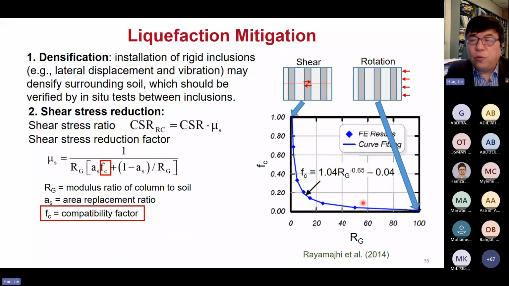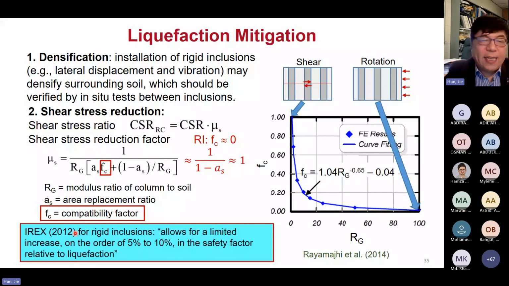Basically, the modulus ratio equals 100. As I mentioned, for rigid inclusions the ratio will be 100. For that case, you can do the calculation, and it comes to something like that. Since the area replacement ratio is only 2 to 10%, this is almost equal to 1, and almost equal to 1 means there's no reduction. The French guideline says for rigid inclusions, allow for a limited increase on the order of 5 to 10% in the factor of safety relative to liquefaction. So that's basically what you can get. This 5 to 10% is consistent with what we talked about here.